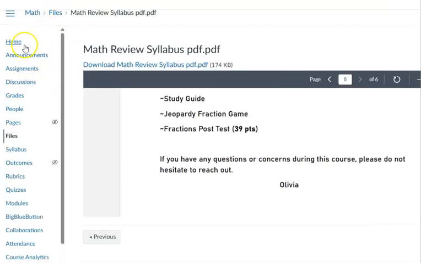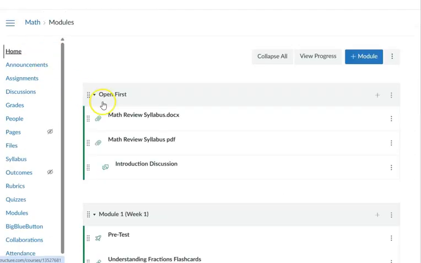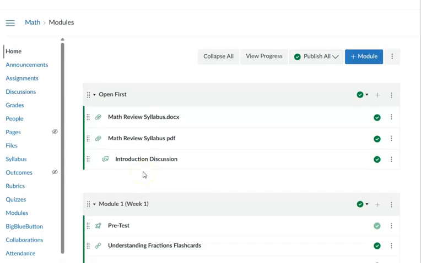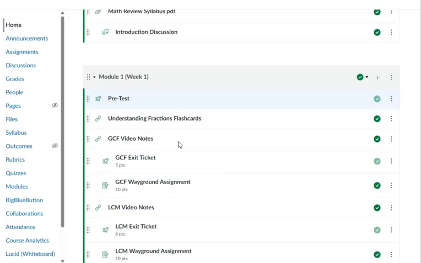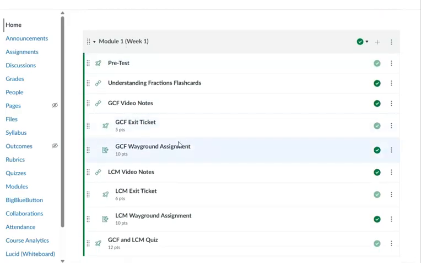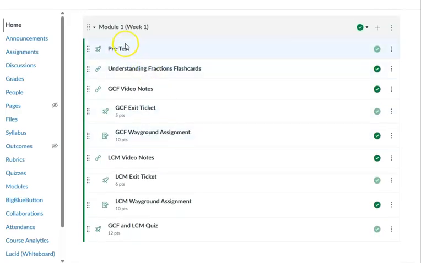I'm going to use the side buttons to go back to the home section, which is going to bring me to the modules. So we've already discussed the Open First module, so we're going to go on to Module 1, or Week 1. Module 1 is the first week of the course. This contains the pretest, which will not be taken as a grade, but will be used to track growth.